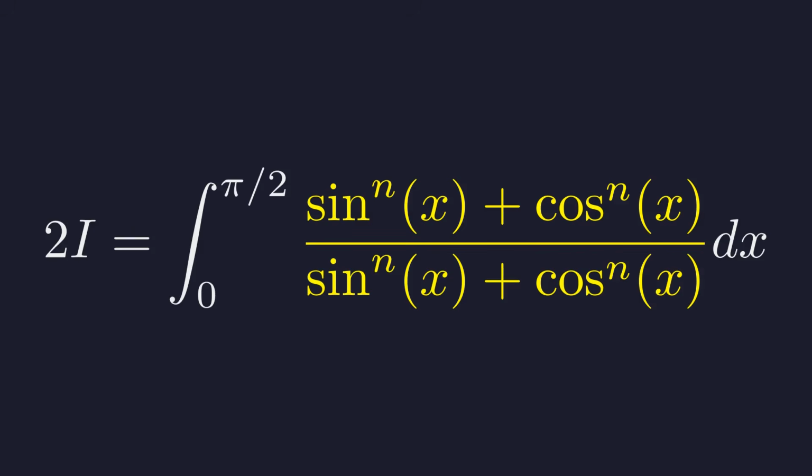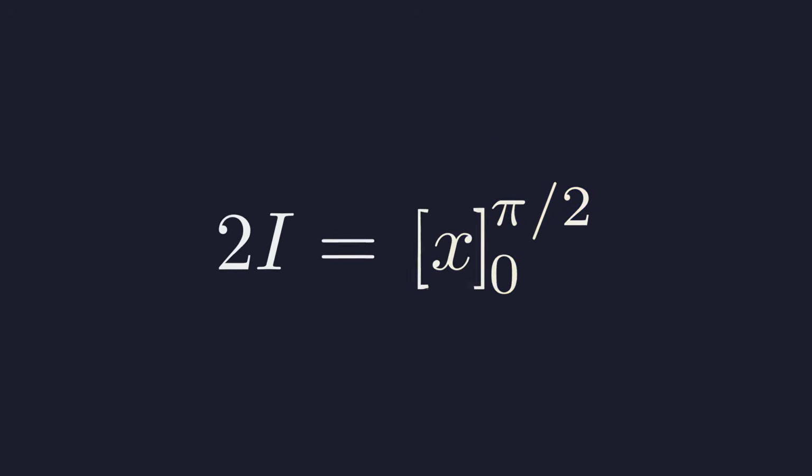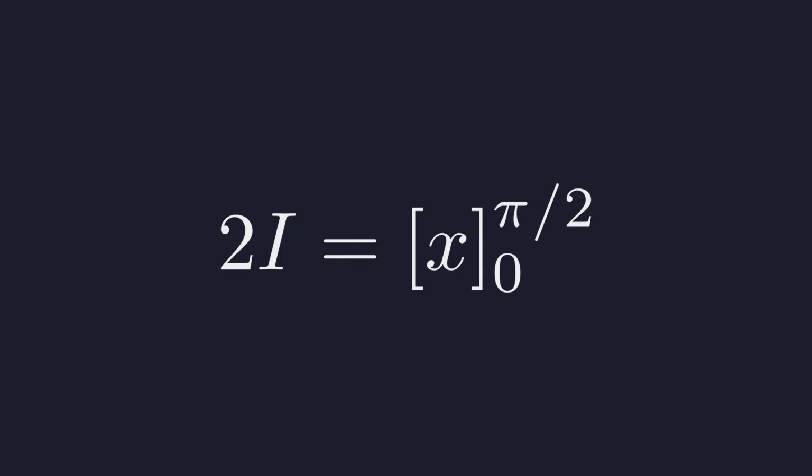And here is the beautiful moment. The numerator and the denominator are identical. The entire complicated fraction collapses to just 1. The n has completely vanished from the problem. Now we perform this incredibly simple integration. The integral of 1 is just x, which we now evaluate from 0 to pi over 2.